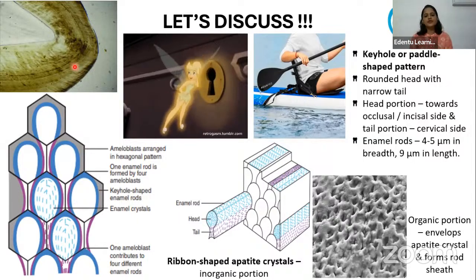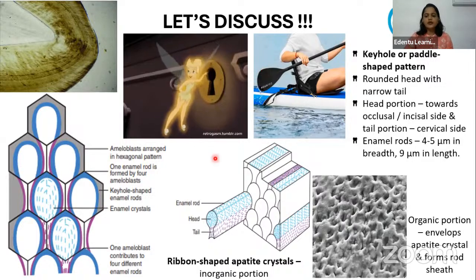So when we view the enamel under the electron microscope, it will appear something like this. Okay, so we'll be able to see the enamel rods and their structure and the hydroxyapatite crystal structure with the help of this electron microscope. So this is the pictorial representation of the enamel rods under the electron microscopy. You can see that it will be shaped like a keyhole, or more like a paddle shaped pattern. Okay, so the enamel rods will be shaped more like a keyhole or the paddle shaped pattern with a round head and a narrow tail.